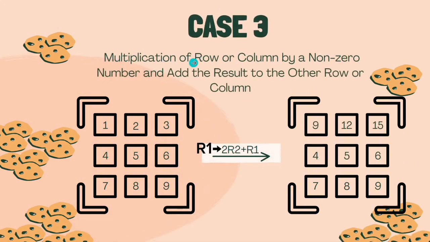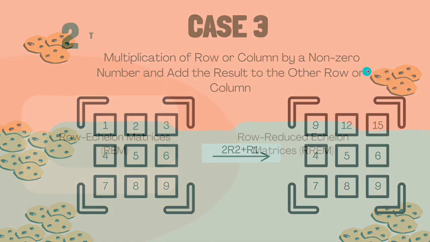Okay, case 3 is multiplication of a row or column by a non-zero number and adding the result to the other row or column. You can see here my condition for case 3 is 2 times row 2 plus row 1. So 4 times 2 becomes 8, and 8 plus row 1, which is 1, gives us 9 here. And 5 from row 2 times 2 gives 10, plus row 1, which is 2, and we get 12 here. And 6 times 2 gives 12, plus row 1, which is 3, and we get 15. And for the rest, you can just copy them back.